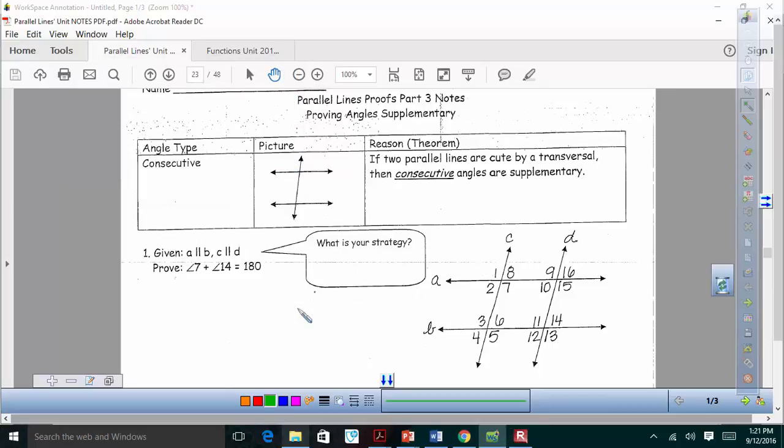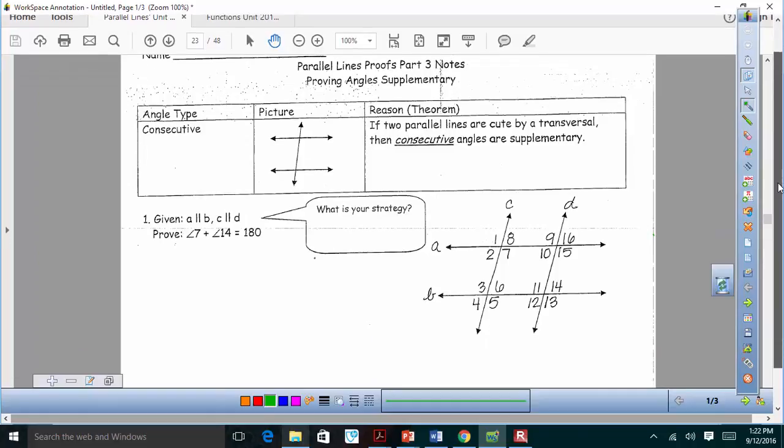Okay, so today we're learning about more proofs, but today's proofs are going to be supplementary. So everything we've done so far has been these things are congruent, right? Or two angles are congruent. Today we're proving that two things add to 180. So in our proofs last time, what angles were we always using? What angles are congruent angles?